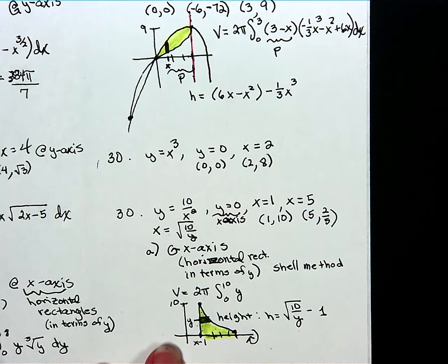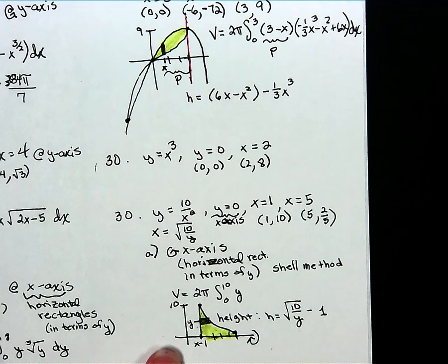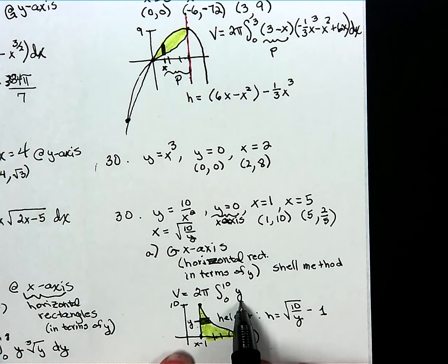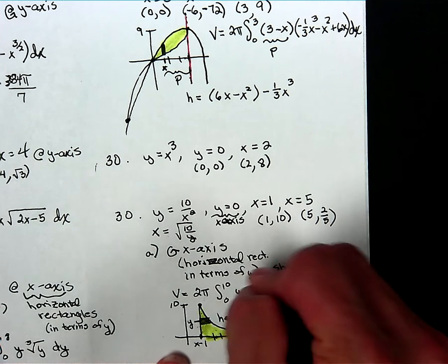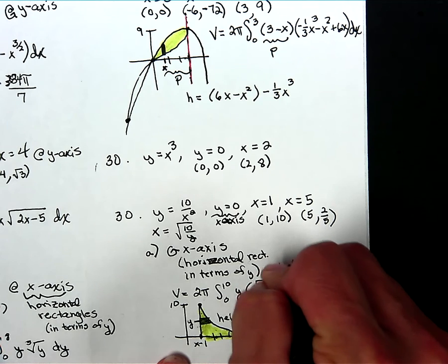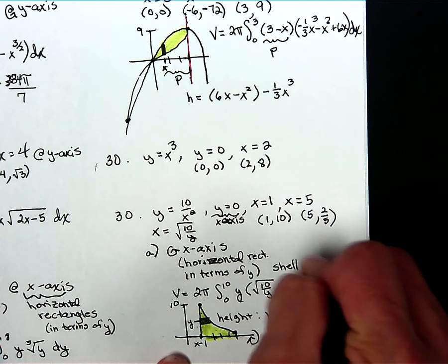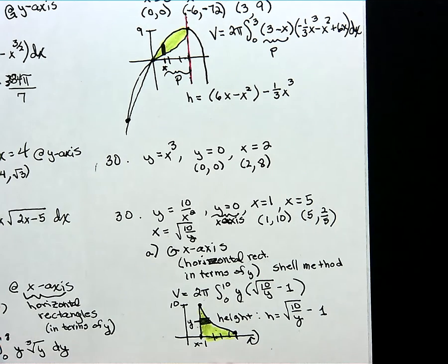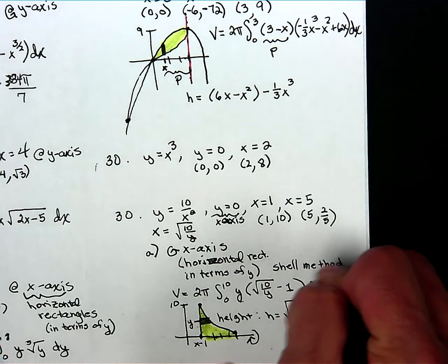It's always just what's the right side touching minus what's the left side touching, or for a vertical rectangle, what's the top touching minus what's the bottom touching. So y is the radius of the shell, the square root of 10 over y minus 1 is the height of each shell, and then what's the thickness of each shell? dy.